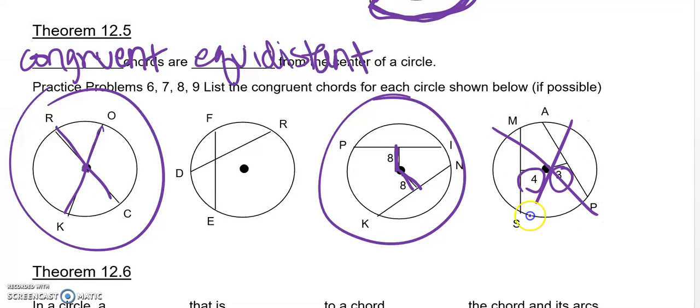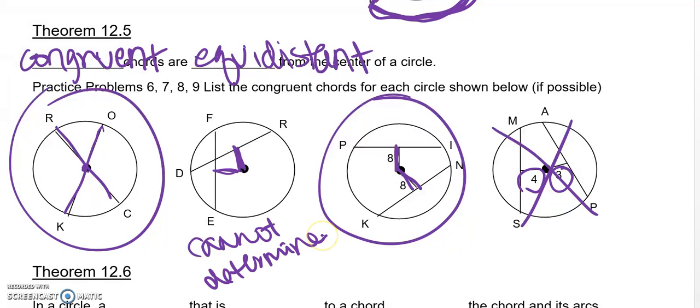This, with my two different numbers, tells me that they're not. This, I have no idea how far away these two things are. They might be the same, but because it doesn't tell me, I cannot assume. So we cannot determine if those are congruent or not from the given information.